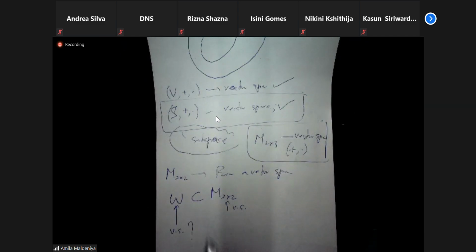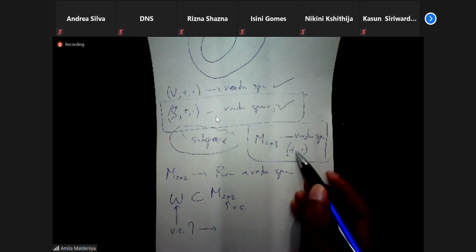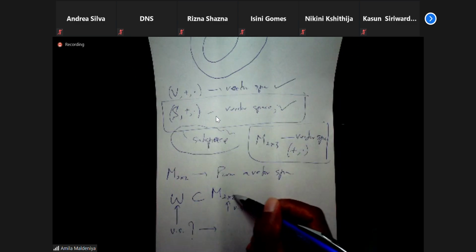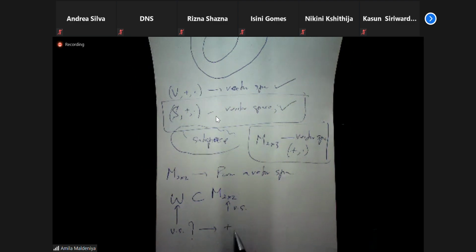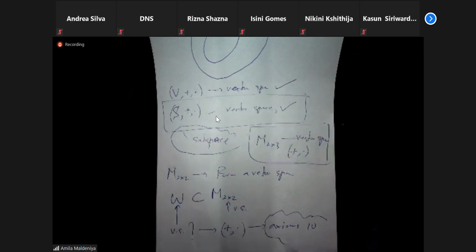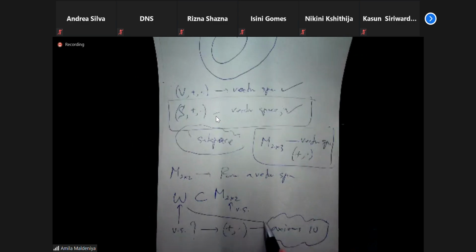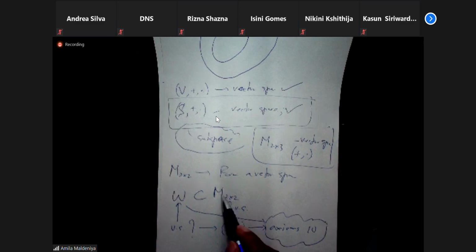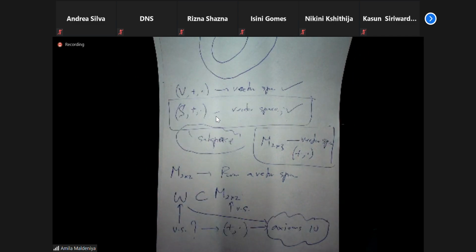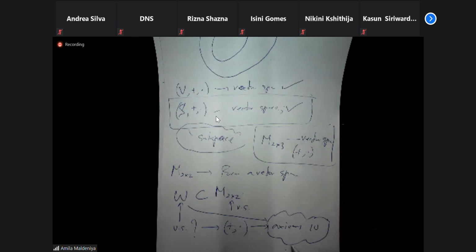In order for this to be a vector space, addition and multiplication have to be defined. So we consider the usual addition and the usual scalar multiplication defined here. Now what we want to check is whether it satisfies the 10 axioms. If W satisfies the 10 axioms, then it has the properties of a vector space. Therefore, I can say W is a vector space, or in other words, a subspace of the M 2 by 2 vector space. So what you need to check is whether it satisfies those 10 axioms.